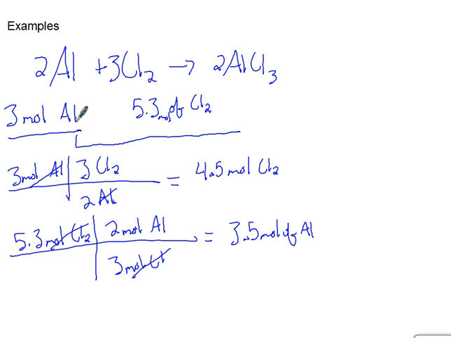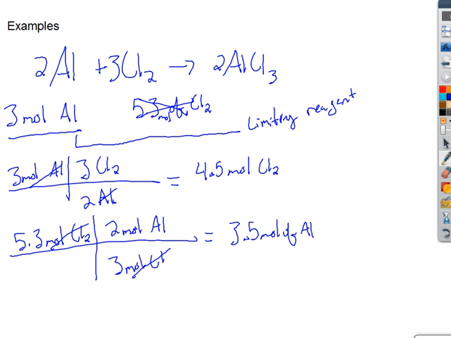The aluminum will be used up and there will be an excess of chlorine left over, an excess of 5.3 minus 4.5. So this is our limiting reagent. So when you're doing your stoichiometric calculations now, you completely ignore this 5.3 moles of chlorine. You don't need to know about it. You have found that your limiting reagent is your 3 moles of aluminum.